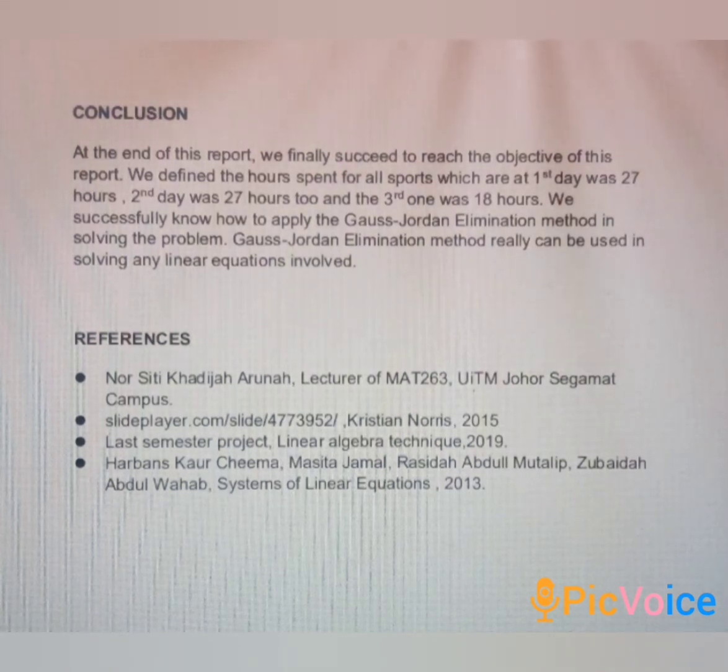We also know how to apply this method in solving problems in daily life. We hope that you guys can also understand and relate this method in solving problems.